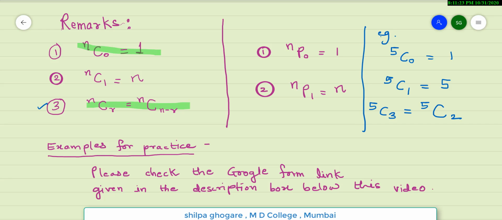Now some more examples for practice are required to be solved. For that, please check the Google form link which is given in the description box below this particular video. So solve the problems and select the correct options. It is an MCQ Google form. So that will give you a clear idea whether you have understood these prerequisites, which are very, very essential for solving problems on probability. Thank you.